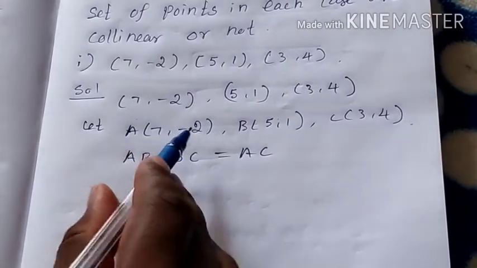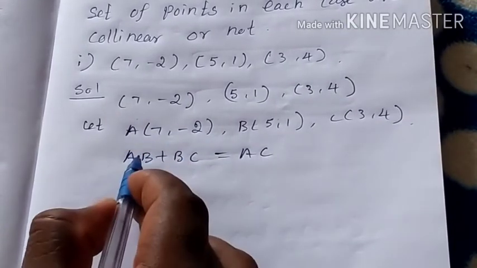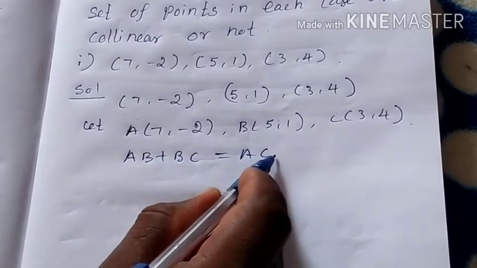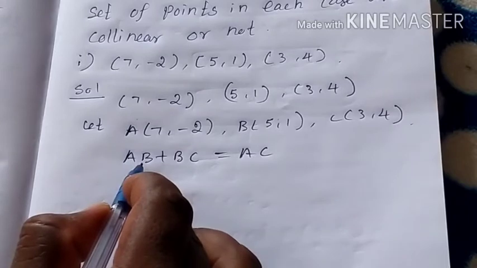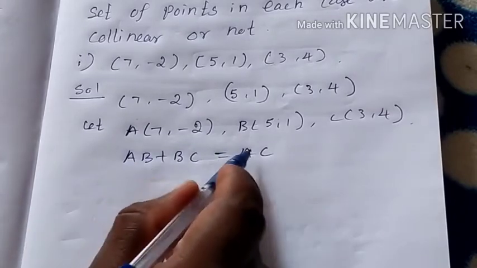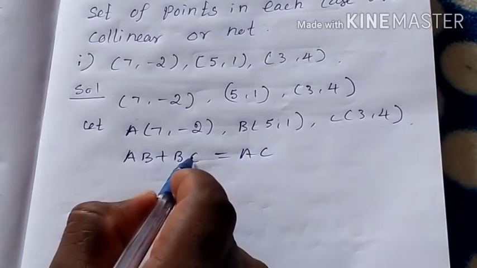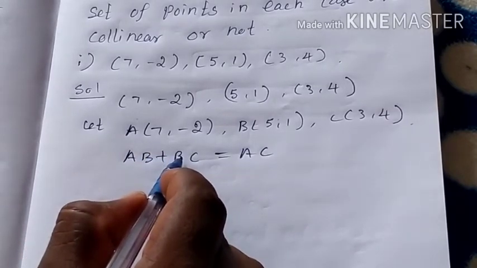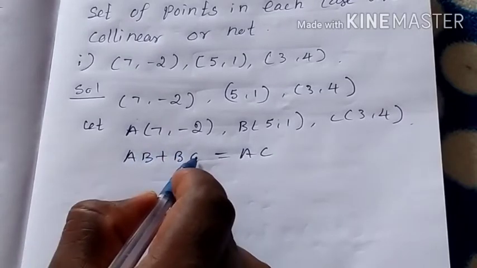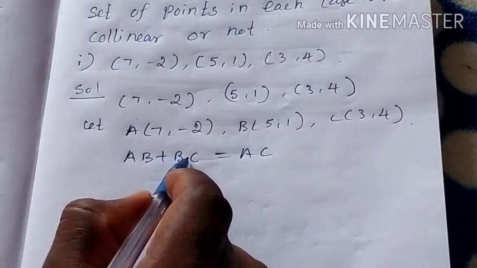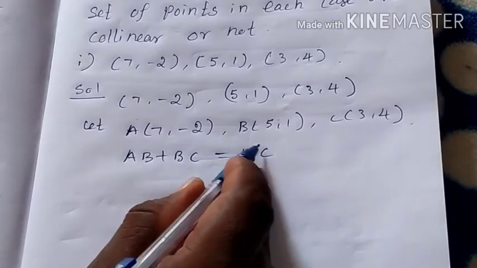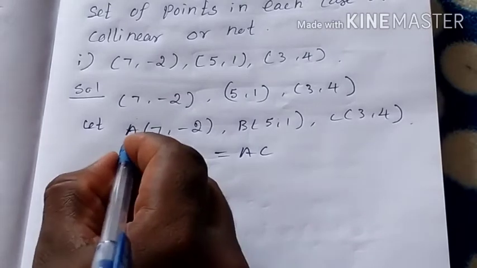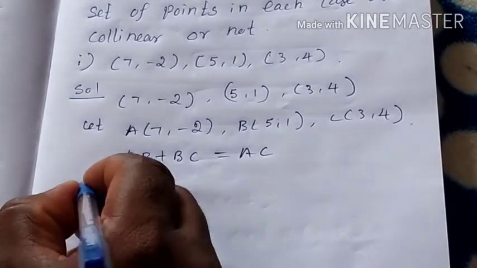Listen, not only this, pair of any 2 points. BC plus AC equal to AB, this is also possible. Or AB plus AC equal to BC. So your condition is the sum of the distance between any two pair of points, not only this two pair of points, is equal to the third pair of points. Have you understood? Here first find the AB value.